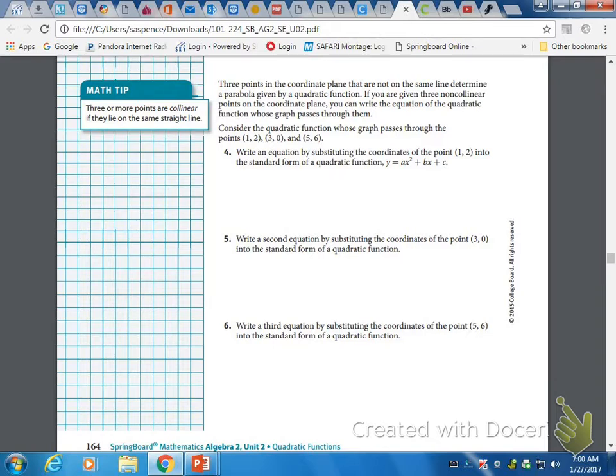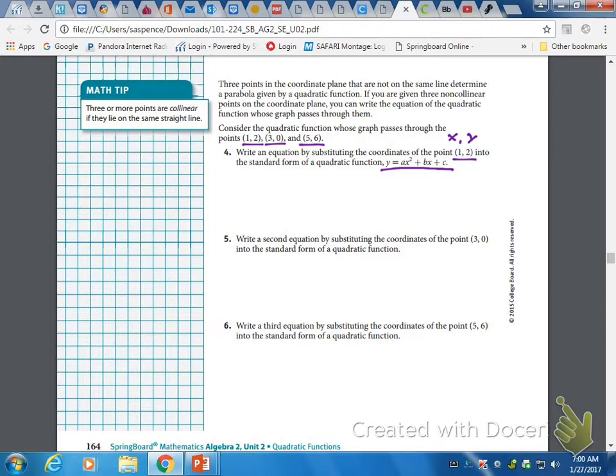All right, we're going to consider the quadratic function whose graph passes through the points (1, 2), (3, 0), and (5, 6). So we will write an equation by substituting the point (1, 2), we'll start with that one, and we're going to put it into the standard form. Remember that in this case, x is 1 and y is 2, so it's just subbing back in.